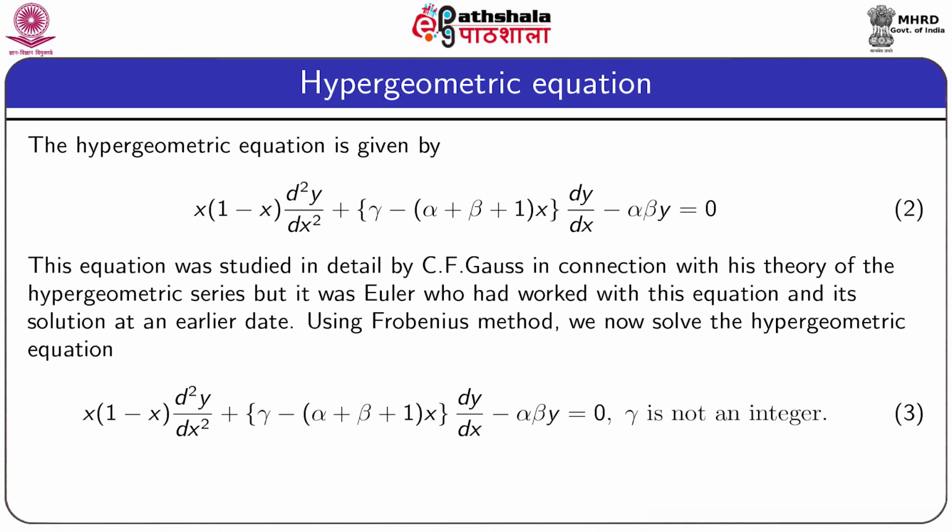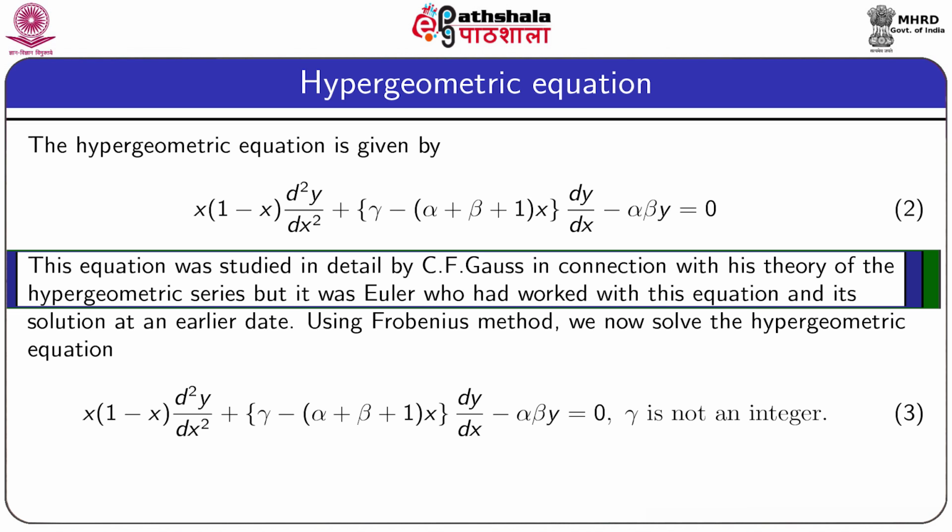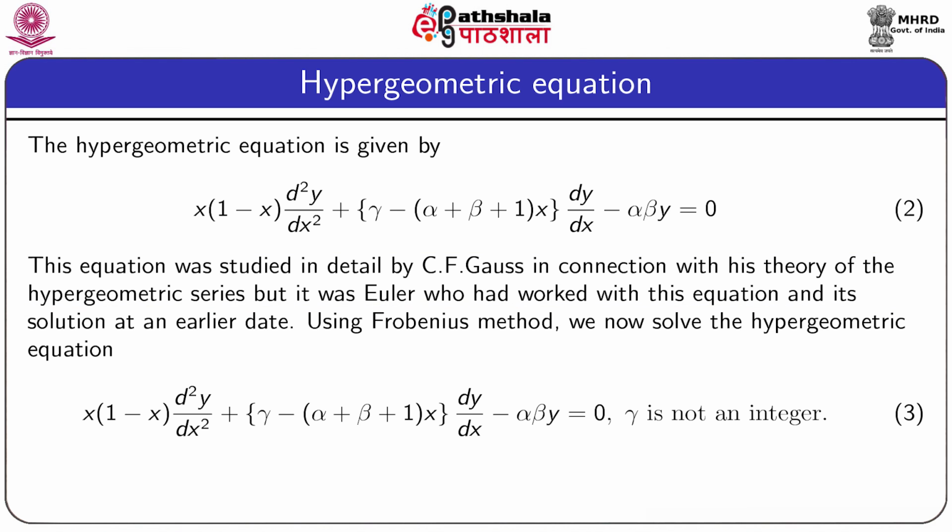We now look into the hypergeometric equation and its solution. The hypergeometric equation is given by x into 1 minus x d2y dx square plus gamma minus alpha plus beta plus 1 into x into dy dx minus alpha beta y equal to 0. This equation was studied in detail by Gauss in connection with his theory of the hypergeometric series, but actually it was Euler who had worked with this equation and its solution at an earlier date.